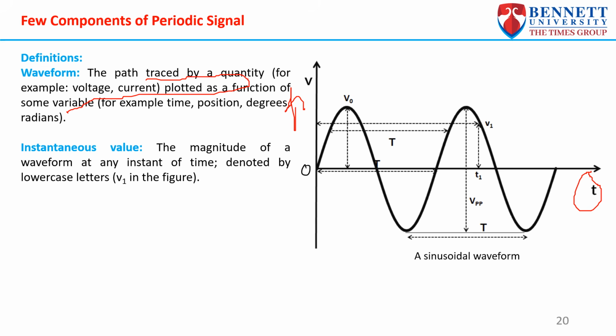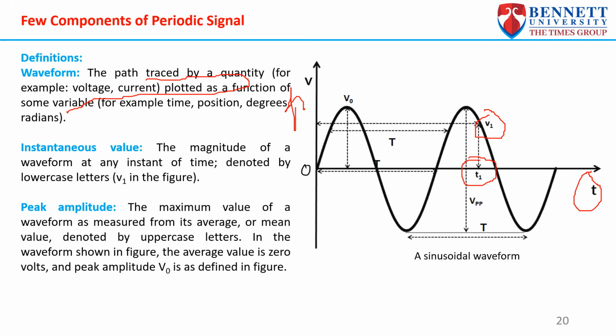The magnitude of this waveform at any instant of time is your instantaneous value. So generally, suppose that at t equal to small t1, the voltage is small v1. Okay, so this is your instantaneous value of this signal. Peak amplitude is the maximum value of the waveform as measured from its average or mean value.